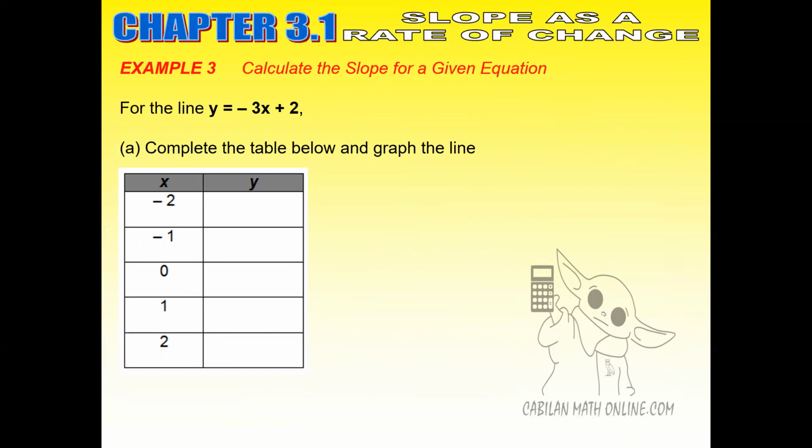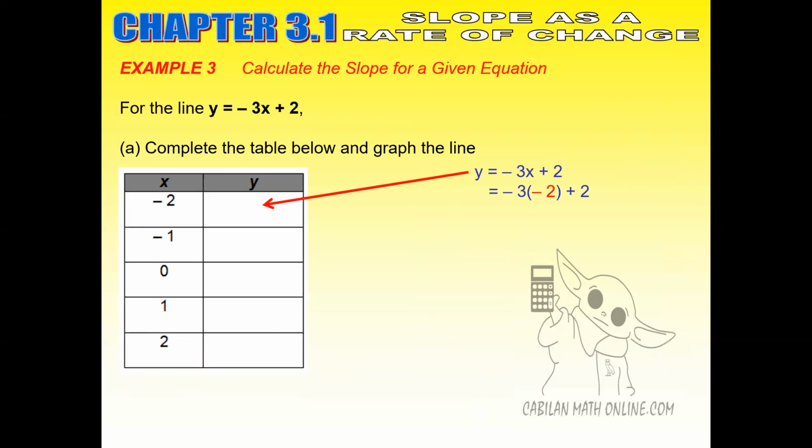For this case, we're going to approach it the exact same way as the previous example, by substituting or replacing each of those x values into the equation. So start with the first one. All I'm going to do is take the equation, y equals negative 3x plus 2, and replace x with those numbers. For the first one, I'm going to replace the x with negative 2, and just like we did with the previous example, I'm going to put brackets around it.